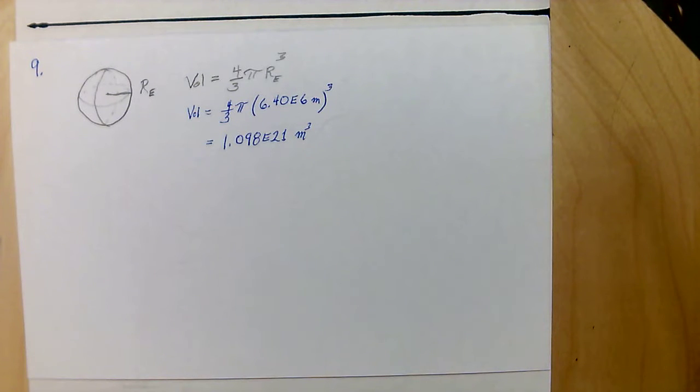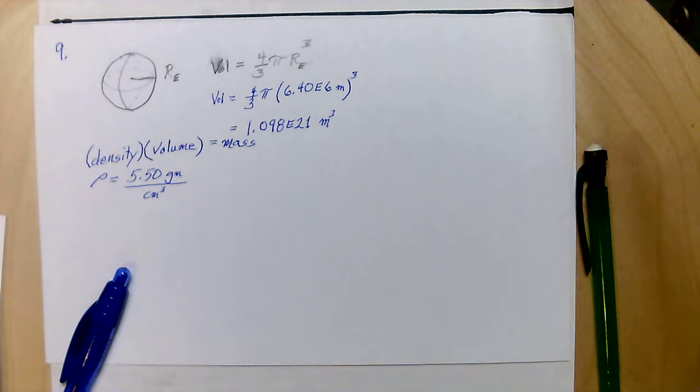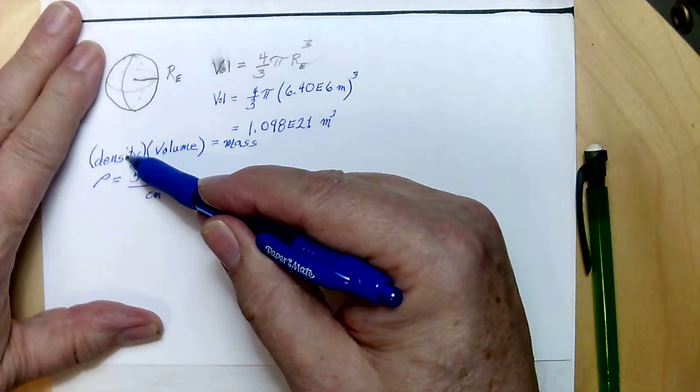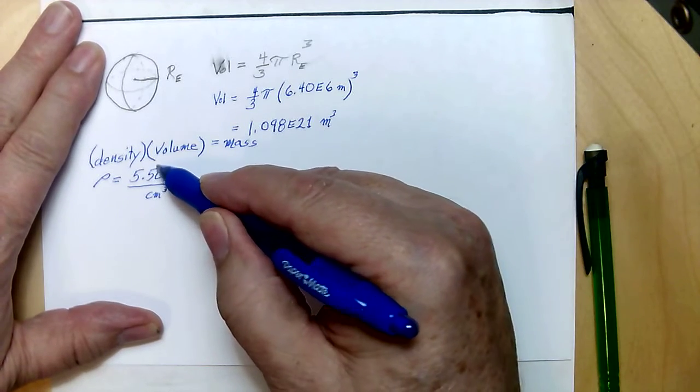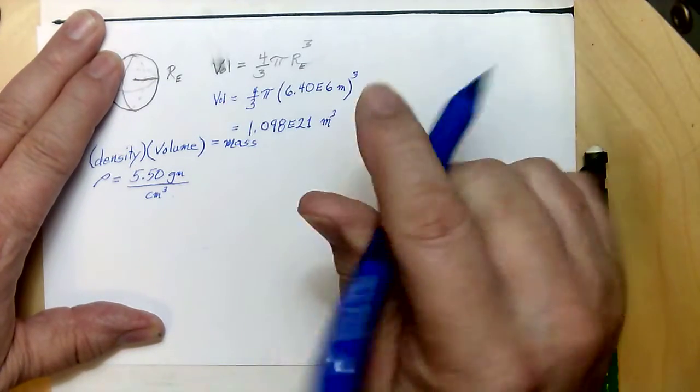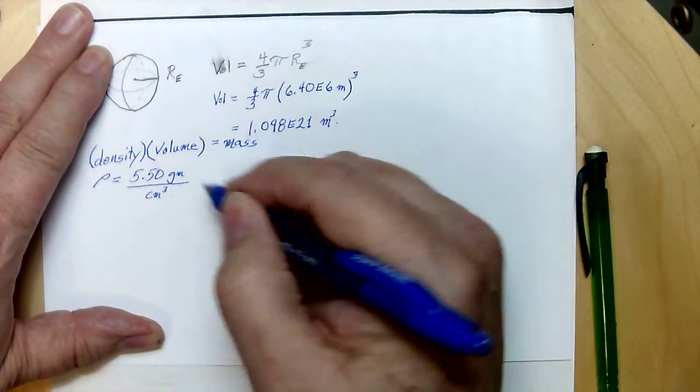So doing the substitution for this problem, that gives us a volume of 1.098 E21 cubic meters. And from this value, we're going to calculate the mass of the Earth. Okay, since we have density times volume is equal to mass, then density is 5.50 grams per cubic centimeter, and this is in cubic meters. We're going to have to do a conversion.